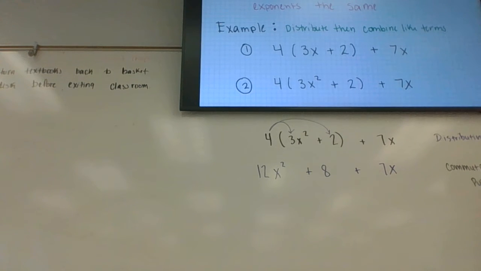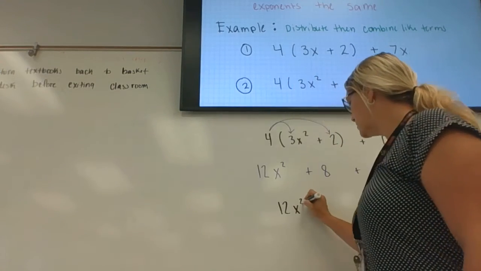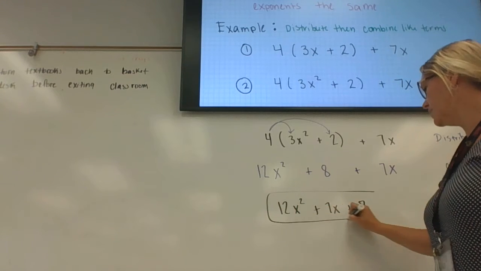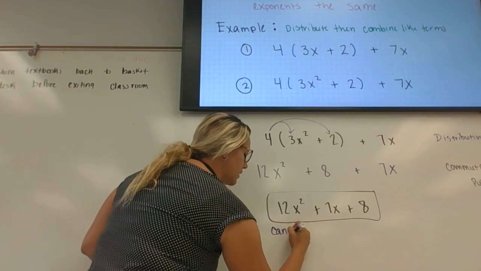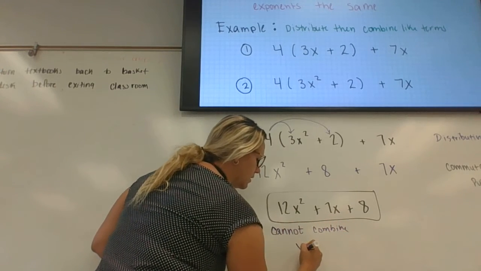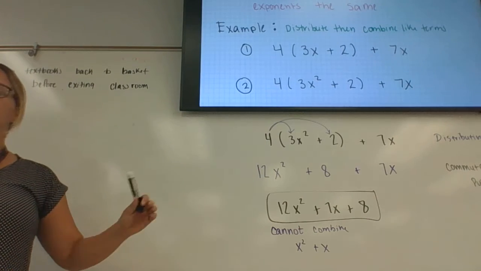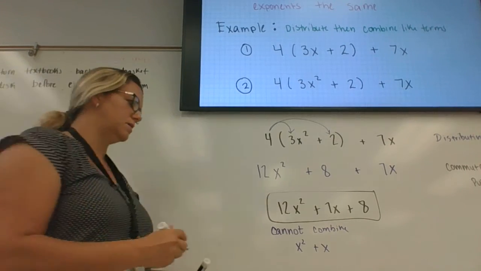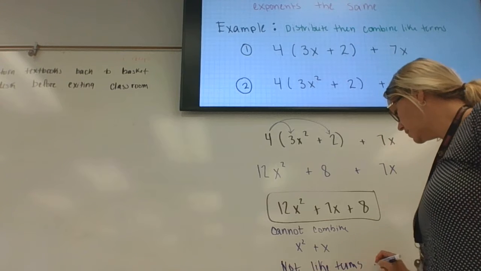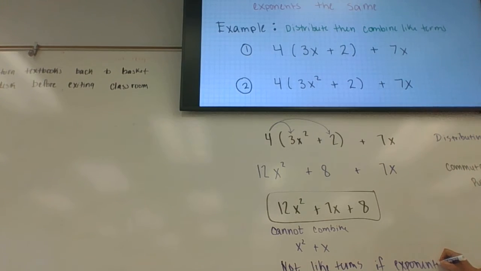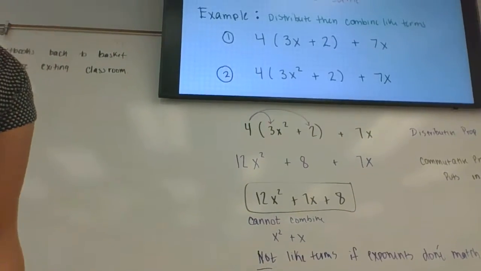There are no like terms. So I'm going to put this in standard form. Standard form puts the x's in order. I could put 12x squared plus 7x plus 8 as standard form. And then I'm going to box this. There's actually nothing else we can do. You cannot combine an x squared and an x. You stop there. If it was multiplication, we could, but you can't add these. They're not like terms unless the exponents are the same. You can't combine terms if exponents don't match. Can't do it.